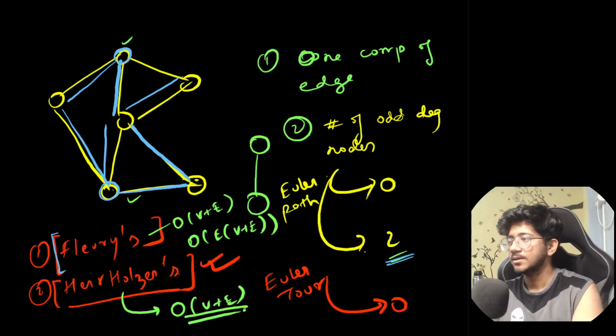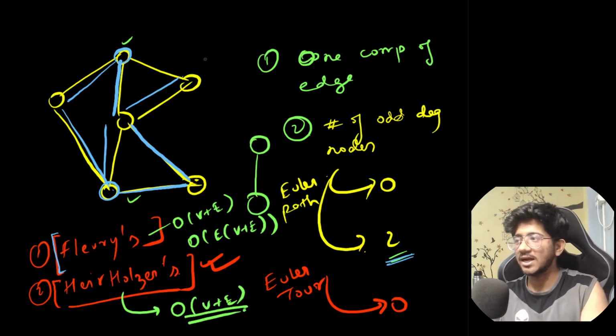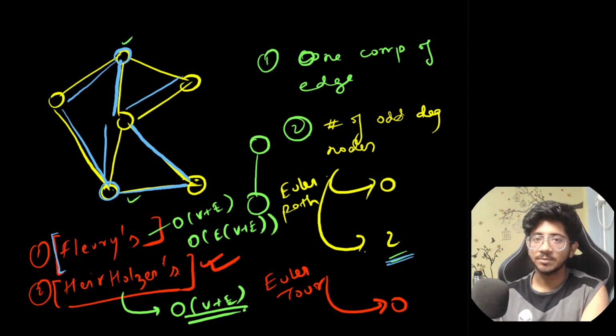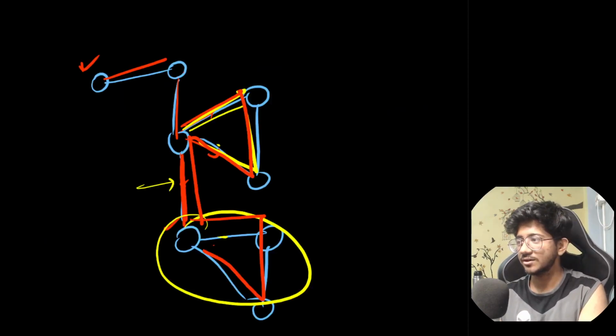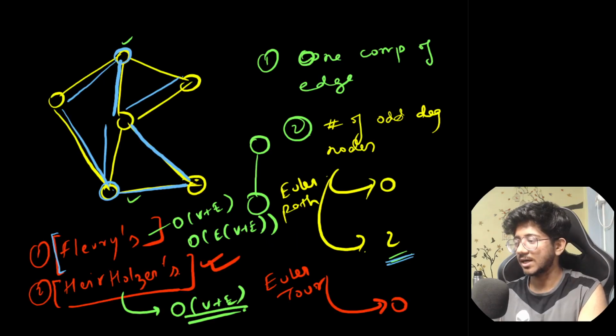Okay, so Hierholzer's algorithm says that it's a modification to DFS. So let's go back to this. Let's maybe create a new graph and see if we can simulate Hierholzer's algorithm on that.